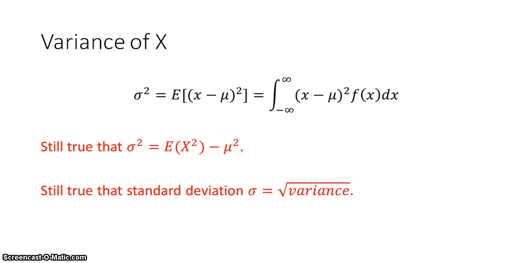Similarly, the variance of x, sigma squared, is the expected value of x minus the mean squared. And again, we're going to be integrating over the entire support of x minus the mean squared times f of x dx. Now, just as it was the case in the discrete random variable, that the variance was equal to the expected value of x squared minus the mean squared, it's also true for continuous random variable. And the standard deviation, sigma, is still equal to the positive square root of the variance in the continuous case.